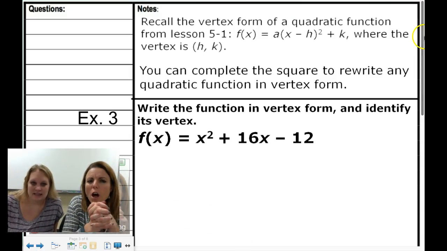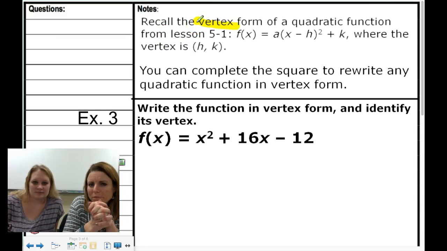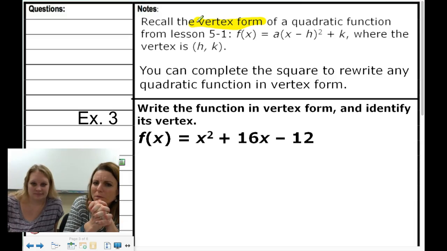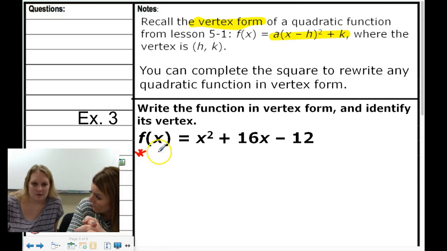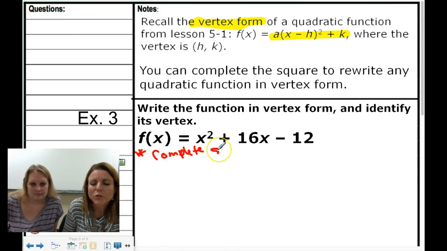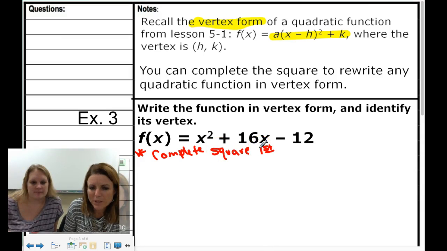So recall from lesson 5.1, we learned about the vertex form of a quadratic function. What we're going to do is complete the square to rewrite any quadratic function that is in standard form and move it to vertex form. When it asks you to write it in vertex form, you complete the square first.